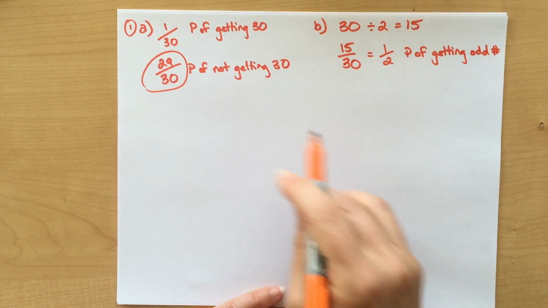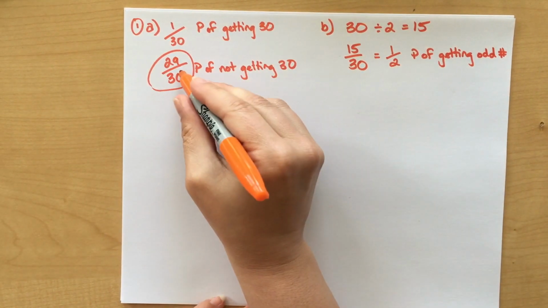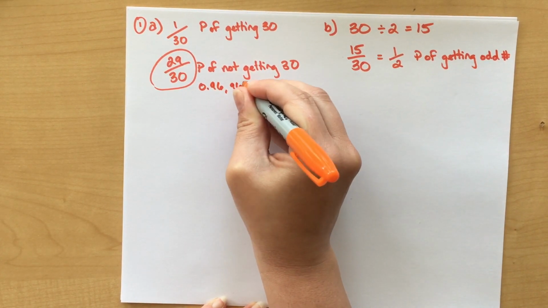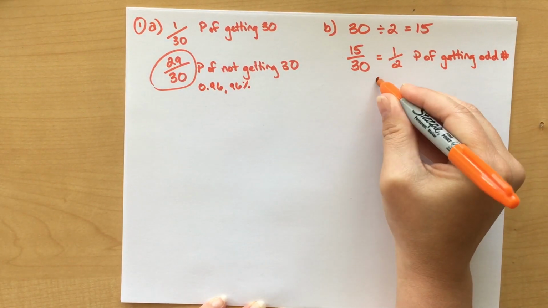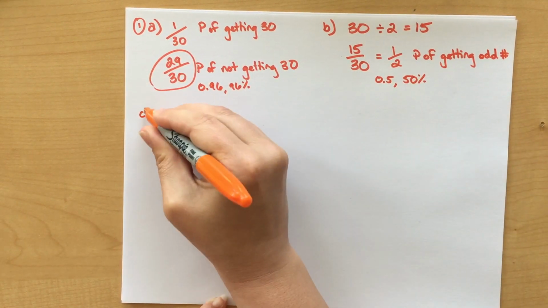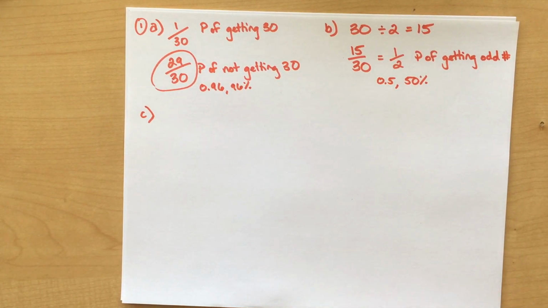I'm showing these as fractions, but it's also good if you start to show them as percentages as well. If we go back to that 29 out of 30, that's 0.96 or 96%, and 1/2 is 0.5 or 50%.